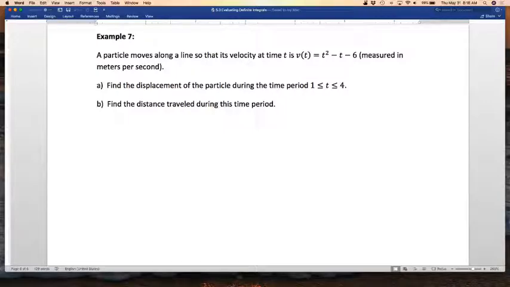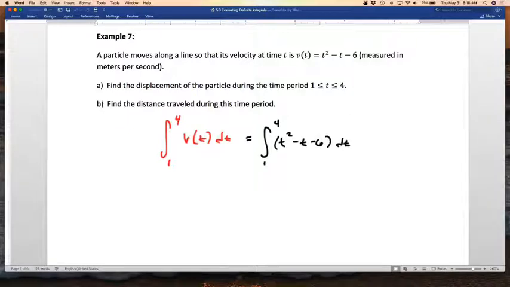So when we're looking for displacement, we're looking for a net change. Where did you end up? So that means we're taking the integral of the velocity function with respect to time. The integral over the interval 1 to 4. So we're going to use the antiderivative of t squared minus t minus 6. All right, so I want you to take a minute or so and come up with the antiderivative of that function.